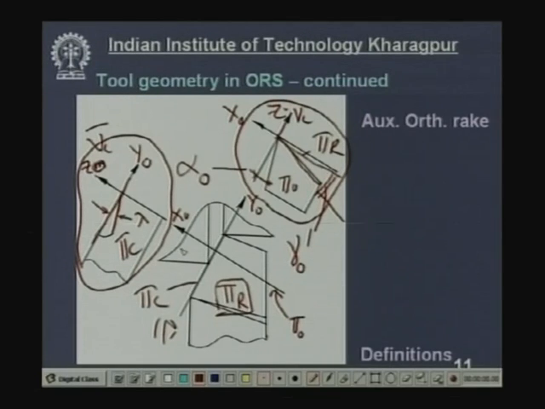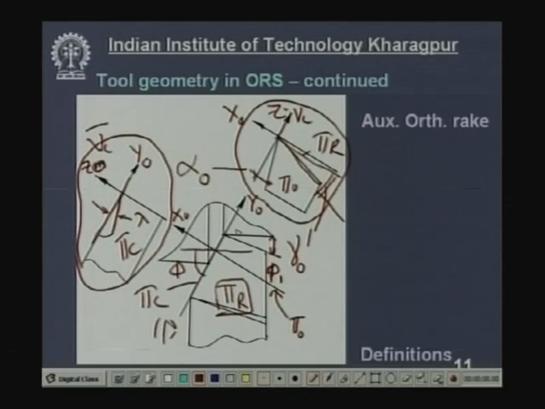Now, the cutting angles: this is the main cutting edge angle, the principal cutting edge angle, and this angle is called the auxiliary cutting edge angle, phi 1. In the MRS system, this is called phi e, the end cutting edge angle. Now, here, the auxiliary orthogonal rake: this is the main cutting edge, this is the auxiliary cutting edge. This is the cutting plane. What is the cutting plane? The plane perpendicular to pi r that contains the main cutting edge.